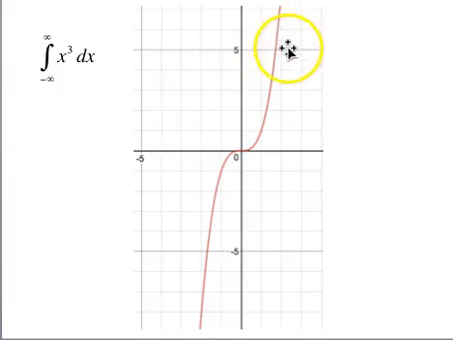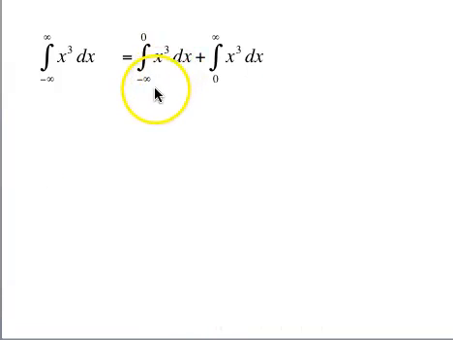-infinity to infinity, the area under this piece and above that piece, it sort of looks like they should balance out. You might argue that this should be 0, but it isn't. In fact, if you go -2 to 2, it would be 0. -3 to 3 would be 0. -100 to 100 would be 0. But this integral is not 0 in terms of how we define this. So we're going to take the integral from -infinity to 0 of x cubed dx, plus the integral from 0 to infinity of x cubed dx.